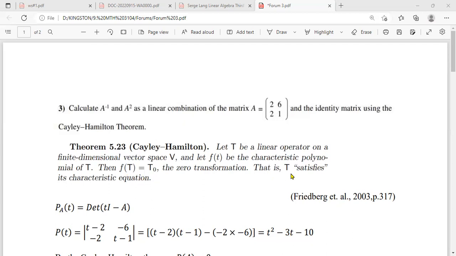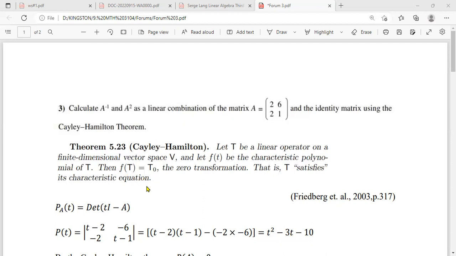Now, what happens here is that T satisfies the characteristic equation. You use T and you put your matrix into the characteristic equation. You'll see your result will be zero.